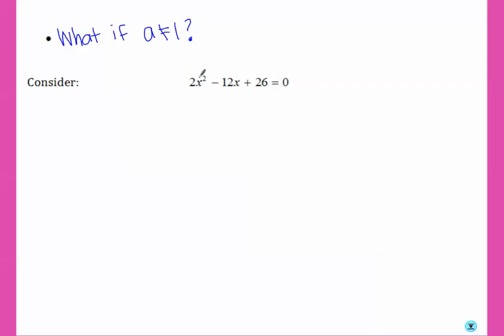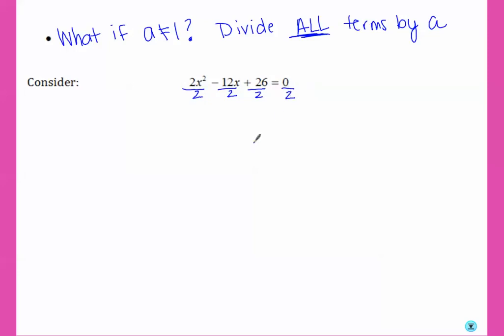To solve this problem, to fix getting rid of that 2, we divide all terms by a. Every single one. So this one, this one, this one, and even the 0 on the other side. So we'd be left with x squared minus 6x plus 13 equals 0.